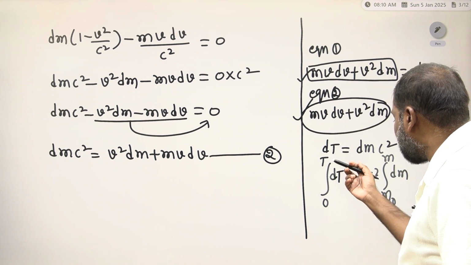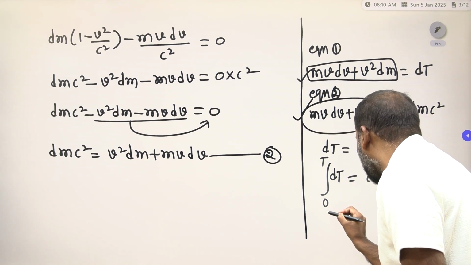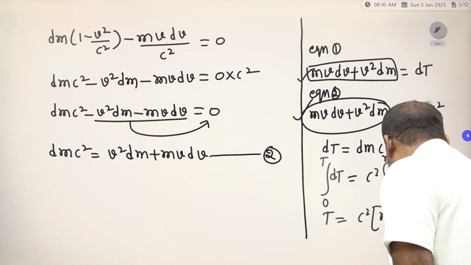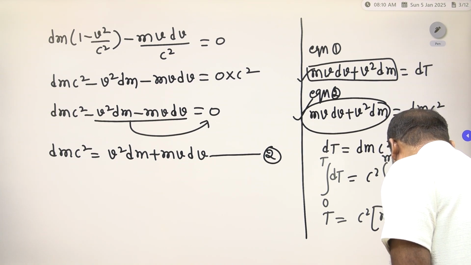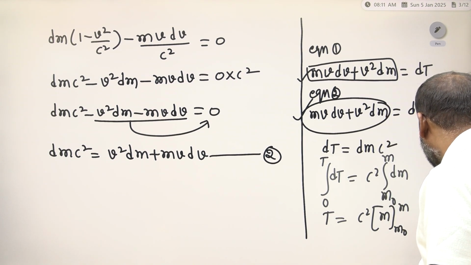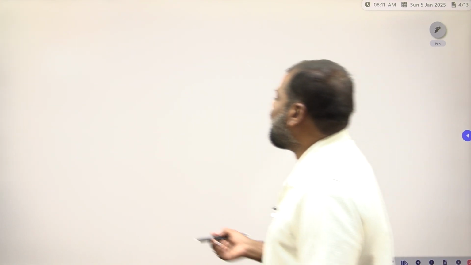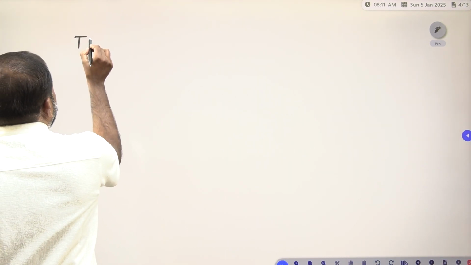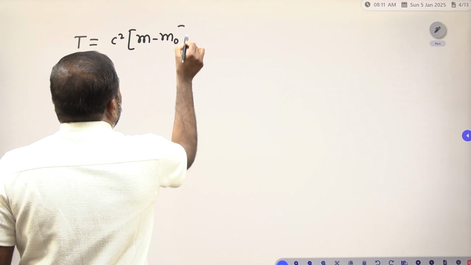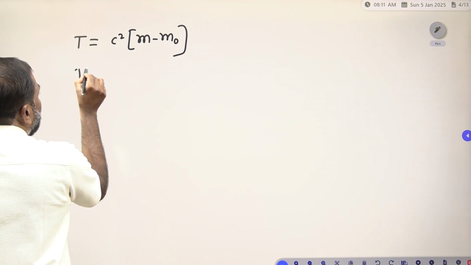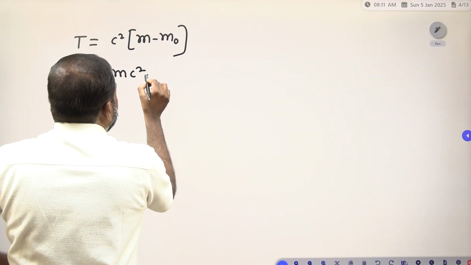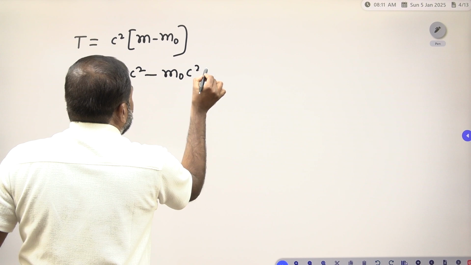Now you apply the integration first. Integral dx is equal to x, so you will get T equals c square into m, applying the upper limit and lower limit. Then you get the expression T, the kinetic energy, is equal to c square into (m minus m naught). So kinetic energy is equal to mc square minus m naught c square.